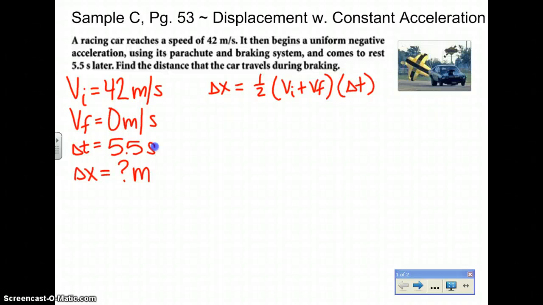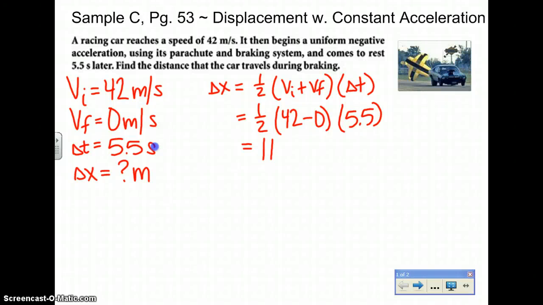But time out, double check those units on your givens. Are they good to go, or do you need to convert any of them over? Well, everything's in meters per second or just seconds, so we are good to go on this. Let's go ahead and plug in. Get your calculators out as well. So we have 1/2 times the quantity of 42 minus 0 times 5.5. So in your calculators, 0.5 times 42 times 5.5 equals. Look at your calculator answer. What is it? My calculator came out to 115.5.